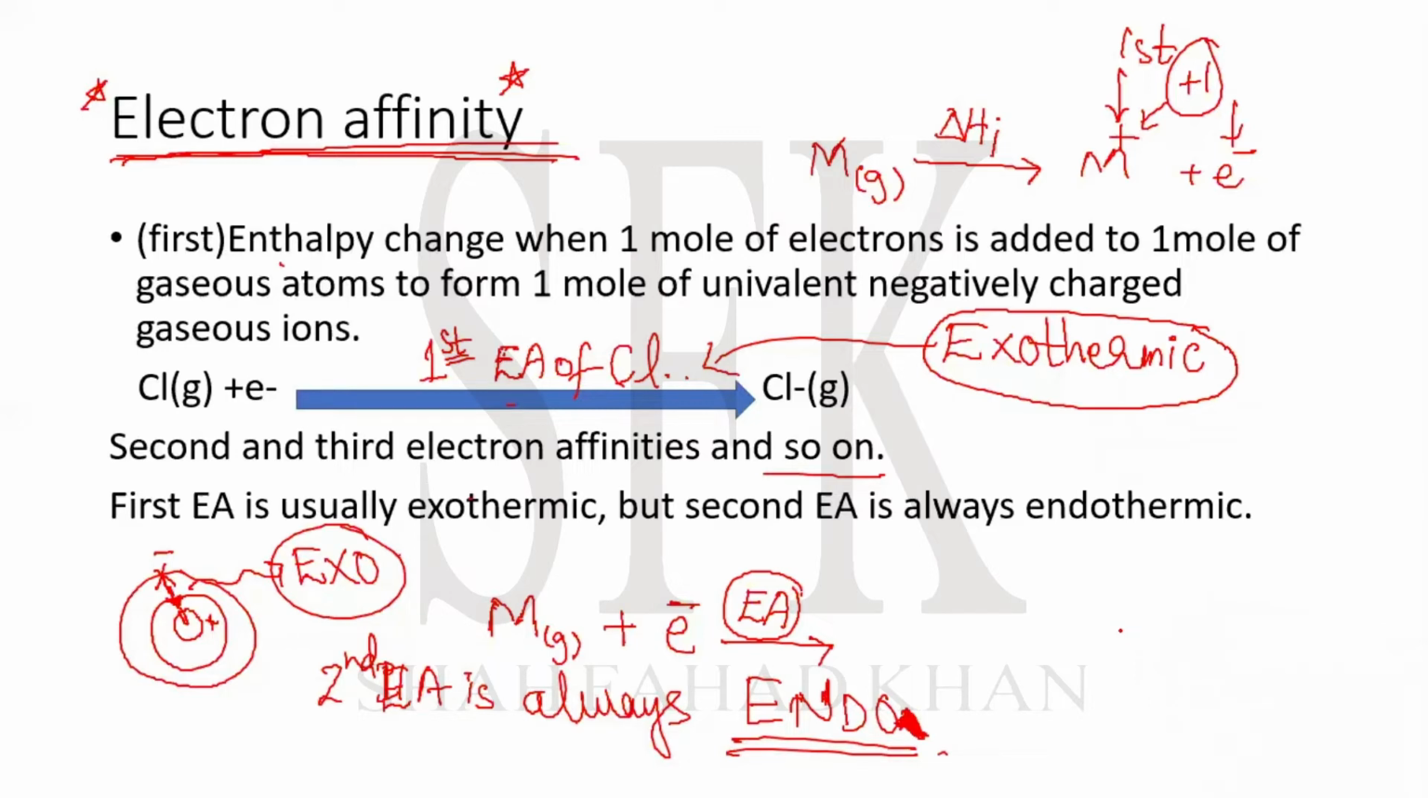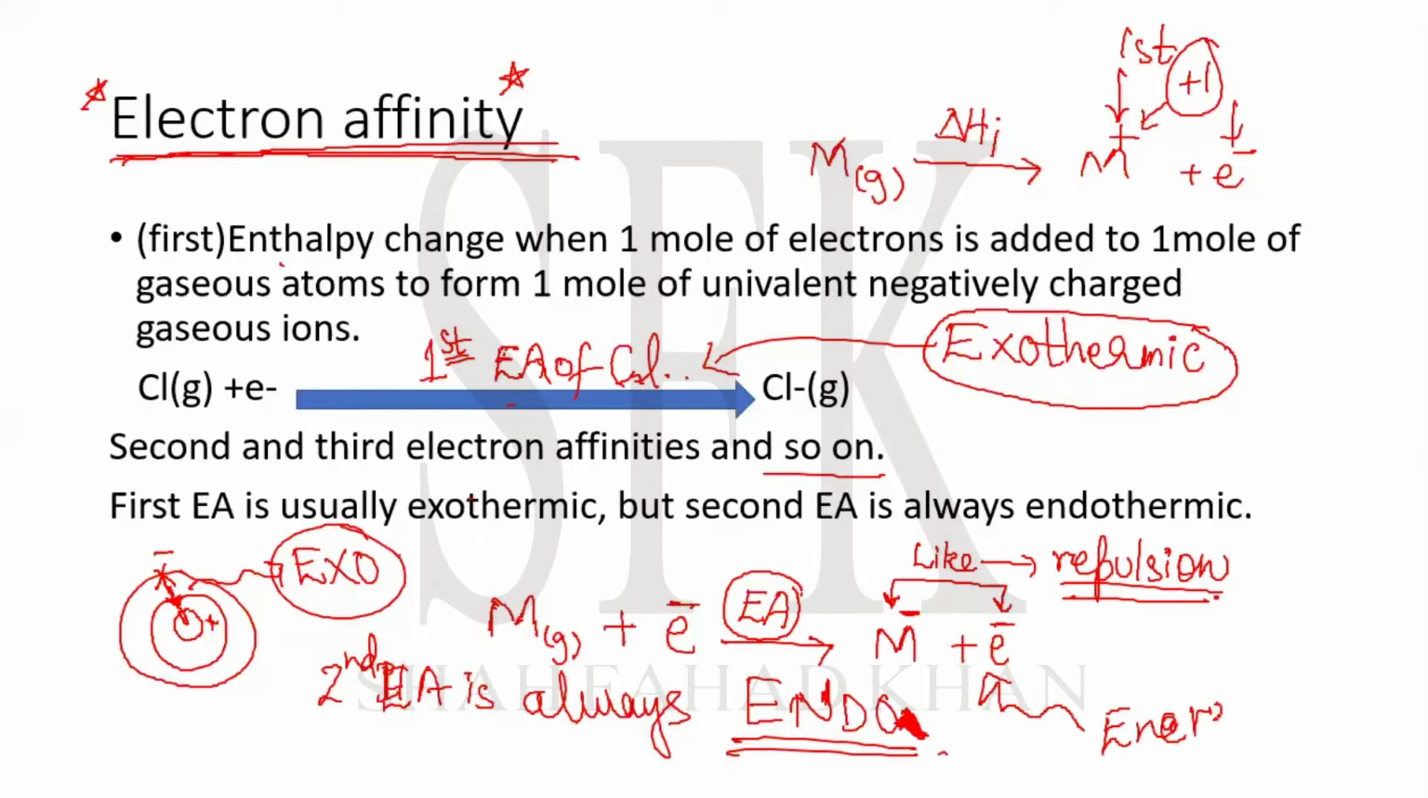In the case of second electron affinity, you already have a negatively charged ion, M minus, and to this negatively charged ion you are adding an electron, which is also negatively charged. Since they are like charges, repulsion occurs between them. In order to overcome this repulsion, we need to provide a large amount of energy. Since energy is absorbed in this reaction to overcome the repulsion, the second electron affinity is always and always endothermic.